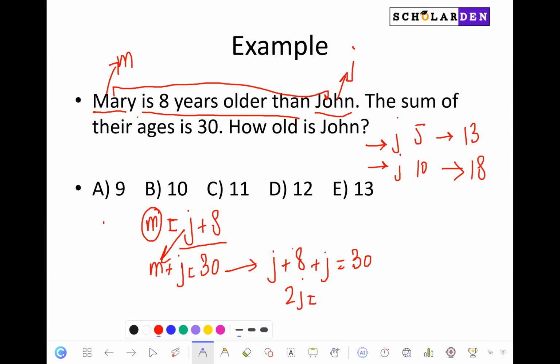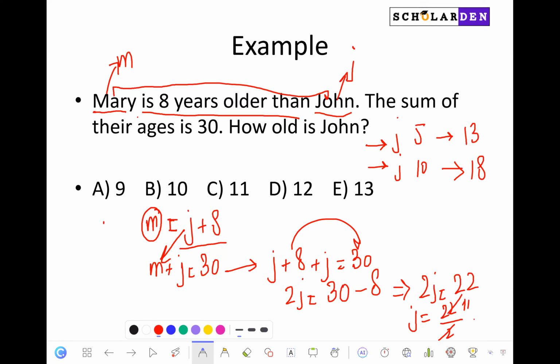So if we take this constant to this side, we've got 30 on this side already, and because this 8 is being added over here, it is going to be subtracted on the other side. So we've got 2J is equal to 30 minus 8, which implies 2J is equal to 22. Okay, and then if we divide both sides by 2, we get 22 by 2, which is 11. All right, so this is your answer for this particular question.